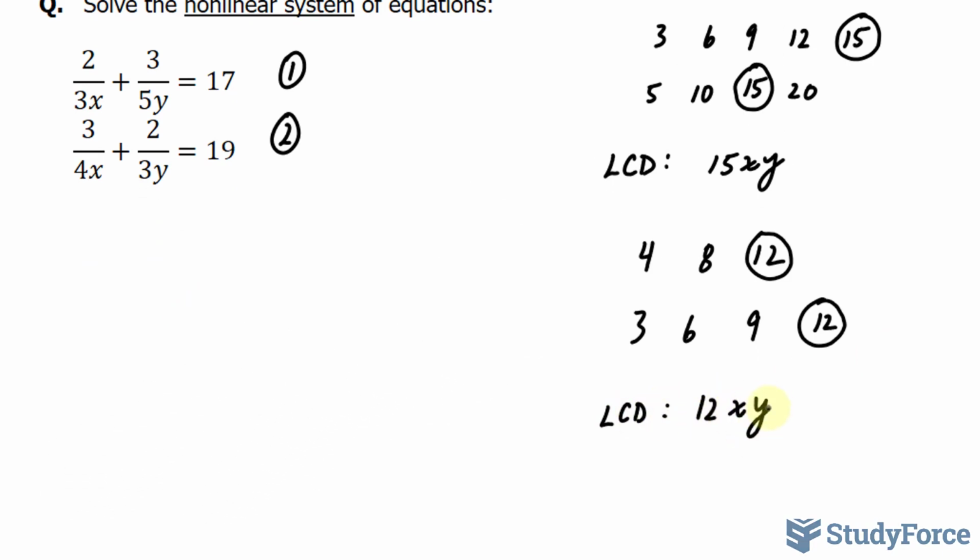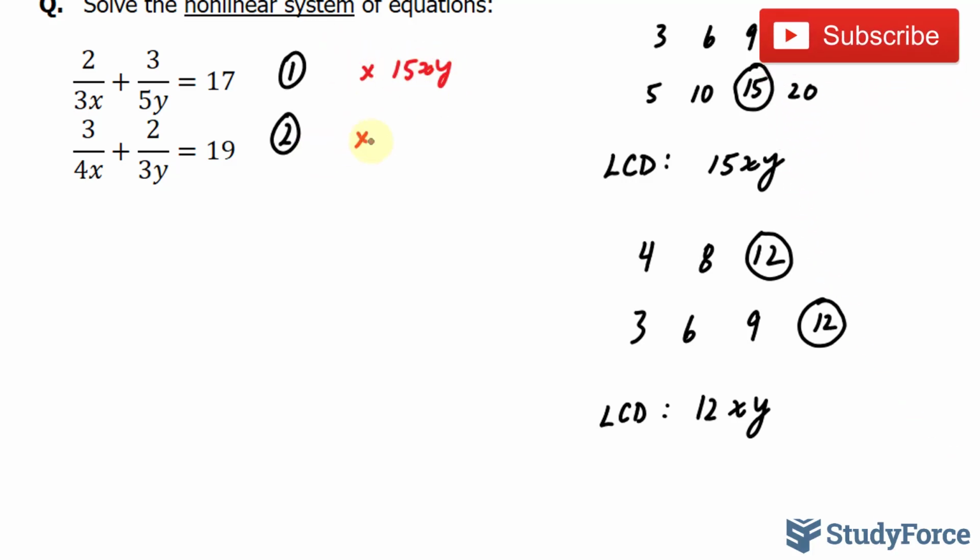Now, if you don't want to find the lowest common denominator and you just want to find a common denominator, all you do is multiply the two denominators together. So 3x times 5y would have given you 15xy right away. Sometimes, however, if you do that, you'll get a number that's larger, and so you'll have to work with two equations with larger numbers. Once you found your lowest common denominator for both, you'll multiply this equation by its lowest common denominator. So multiply that by 15xy and multiply this by 12xy.